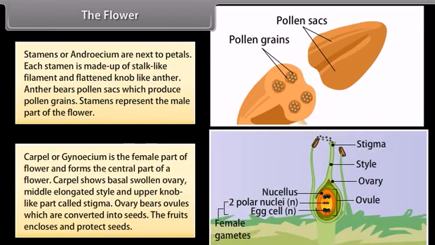Carpel or gynoecium is the female part of flower and forms the central part of a flower. Carpel shows a basal swollen ovary, middle elongated style, and upper knob-like part called stigma. Ovary bears ovules, which are converted into seeds. The fruit encloses and protects seeds.